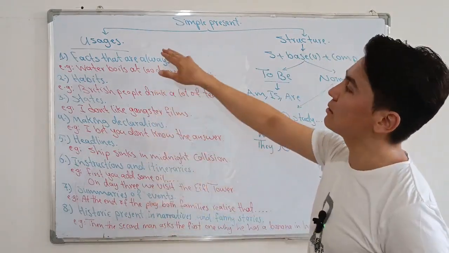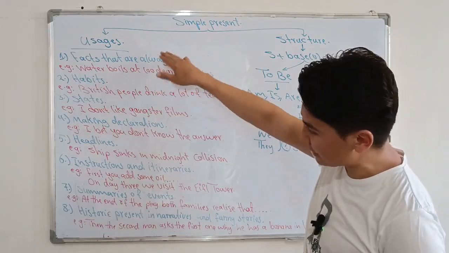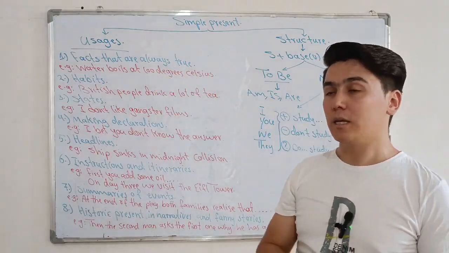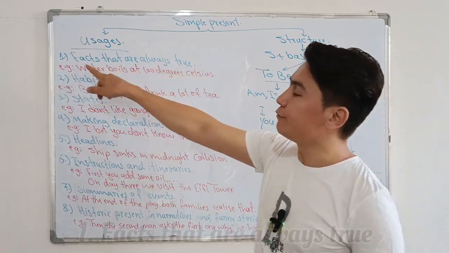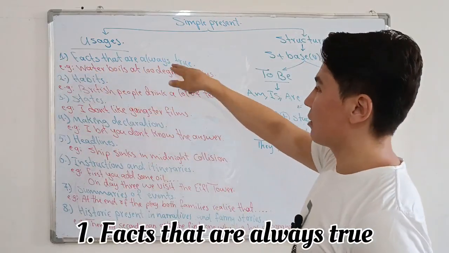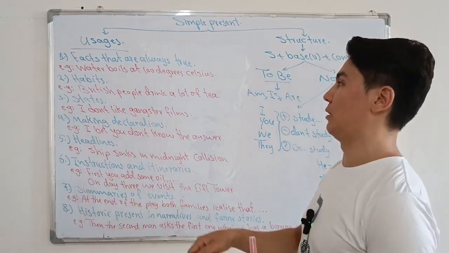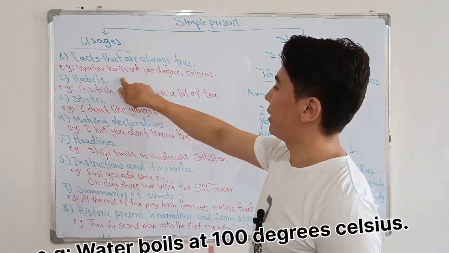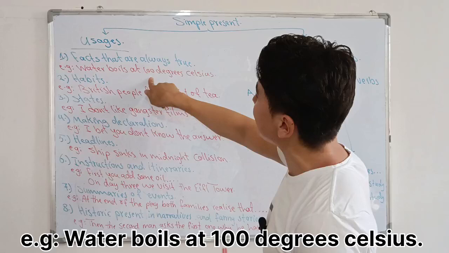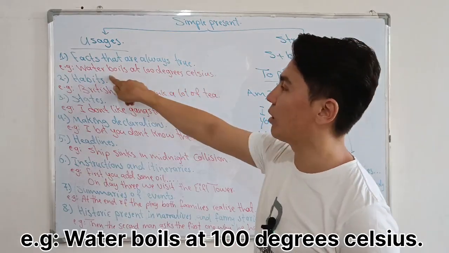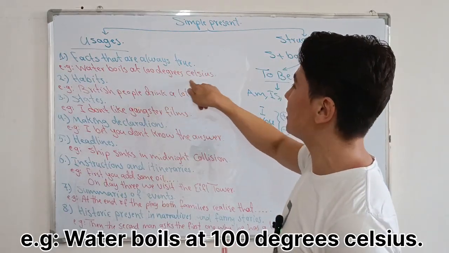So the most important usages that I have written here, I'm going to discuss in this session. The first one: facts that are always true. For example, water boils at 100 degrees Celsius.